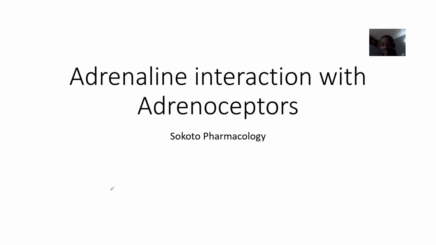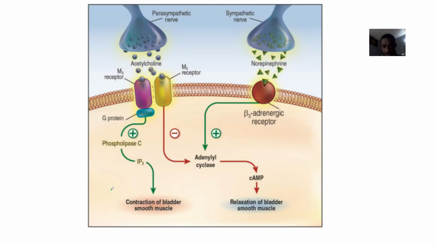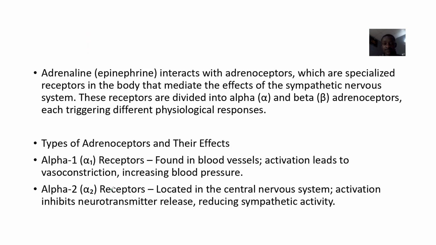So still on the basic pharmacology, we're trying to look at the hormone adrenaline. We're trying to look at how adrenaline actually interacts with what? Its receptors. Now, its receptors are what is known as adrenoceptors. So how do these two things actually interact? For adrenaline and adrenoceptors, you can see this is a pictorial representation of what we're about to talk about.